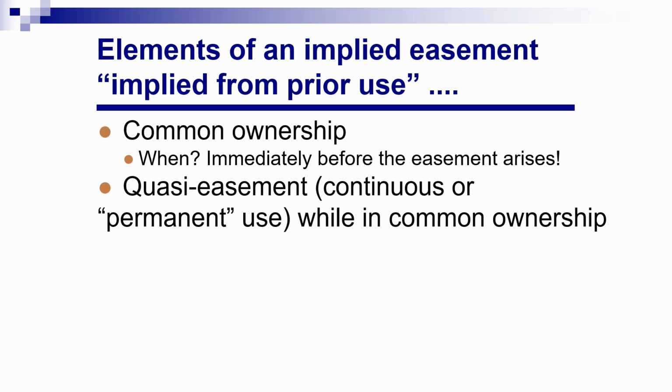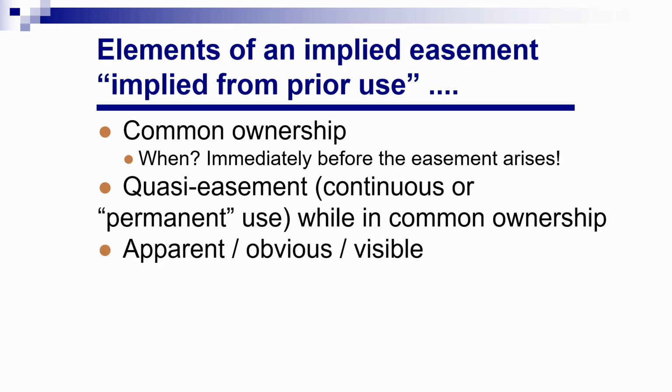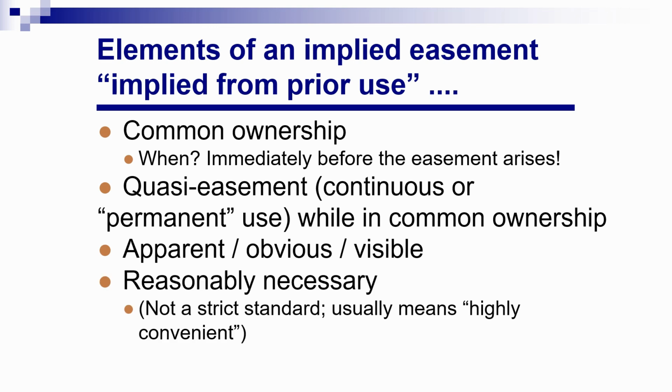Second, there must have been a quasi-easement while the lots were in common ownership. And by a quasi-easement, we mean continuous or permanent use of one part of the land to benefit another part of the land while both parts were in the same ownership. Third, the easement or quasi-easement must have been apparent or obvious or visible to anybody who bought either of the parcels of land. Again, that means that sometimes buried in the ground easements won't work because they're not visible.